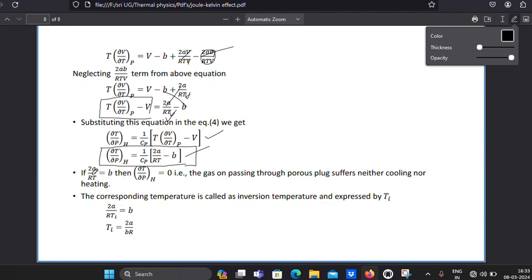The corresponding temperature is called the inversion temperature, already explained to you, and it is expressed by Ti. So 2A by R Ti is equal to B. From this, bringing this to this side, Ti is equal to 2A by Rb. So this is the final result, and no need to write more than this, just write up to this one only.